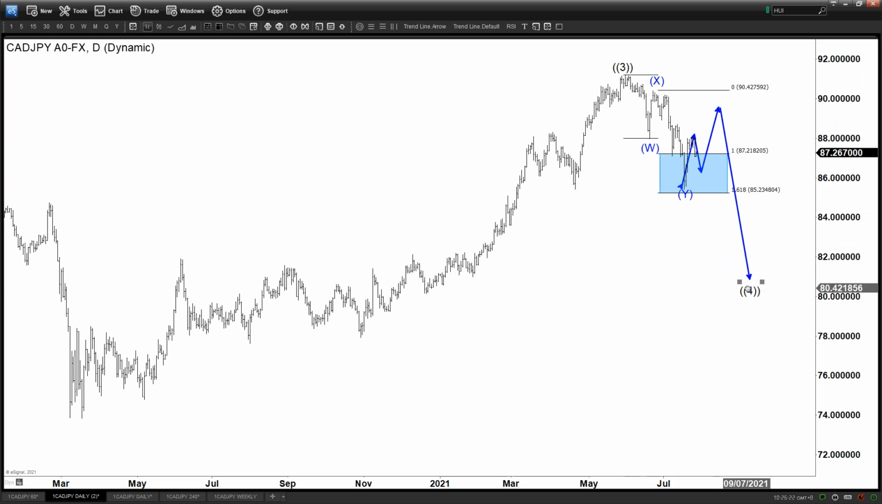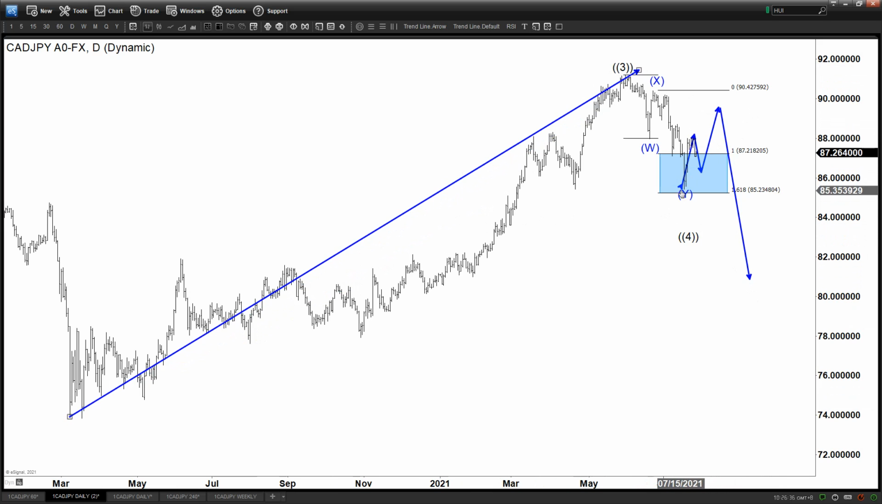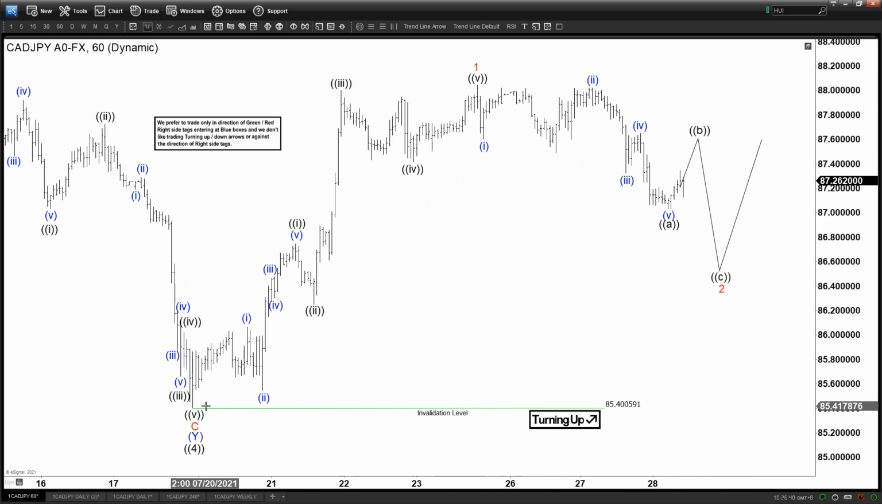I think it's no longer wave 4 if it sells off again. Then this entire cycle from March has ended, right? This is too big to be wave 4 if it drops one more time. So here we go. The minimum expectation is one more push higher to finish some sort of an ABC from the lows, as long as we don't break below this 85.4 right here. So that's the update for today.